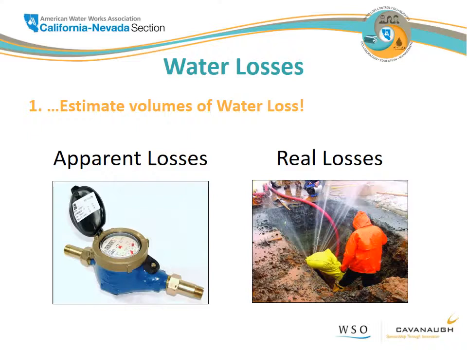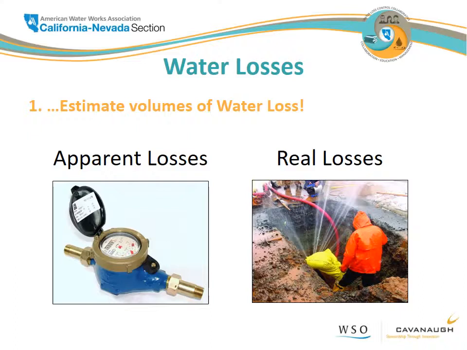Another form is flat out theft. A customer uses water and very deliberately doesn't pay for it. That's a type of apparent loss. And then sometimes we introduce complications and error in our billing processes and our handling of data. We call that systematic data handling error. And that can introduce a form of apparent loss where we're losing track of water, and so we don't get paid for it as utilities.